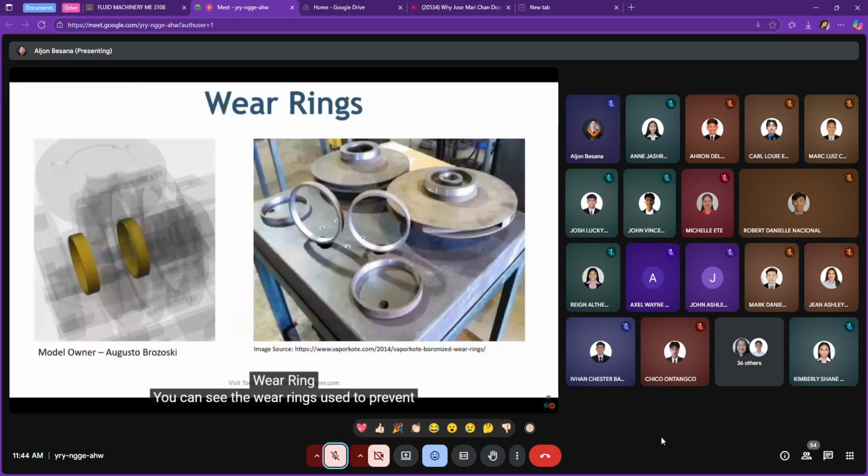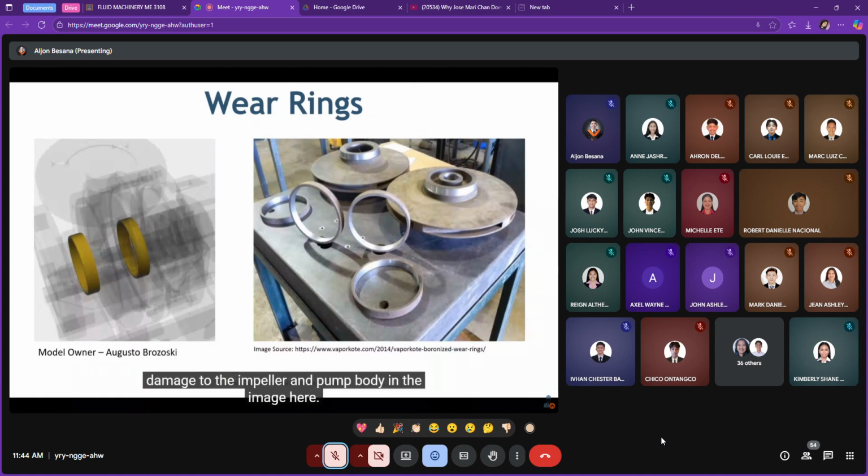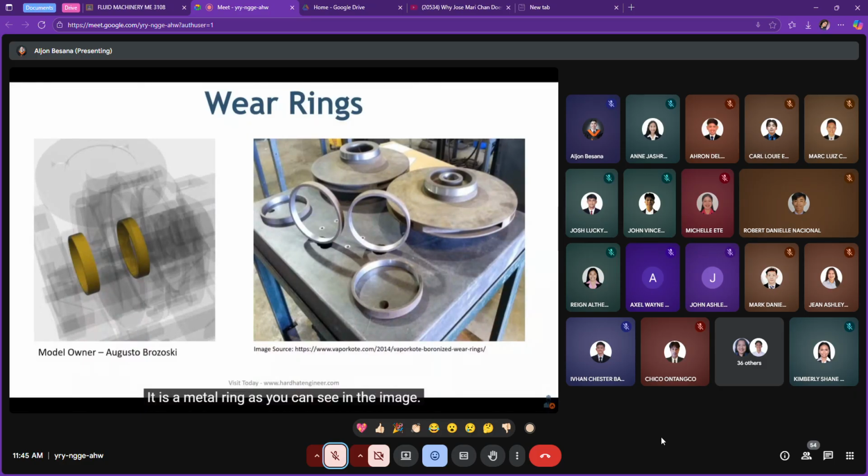The next pump part is wear rings. You can see the wear rings used to prevent damage to the impeller and pump body in the image here. It is a metal ring as you can see in the image. The wear ring's function is to protect the costly impeller and body from the damage due to the high speed. You can replace these rings at periodic maintenance.